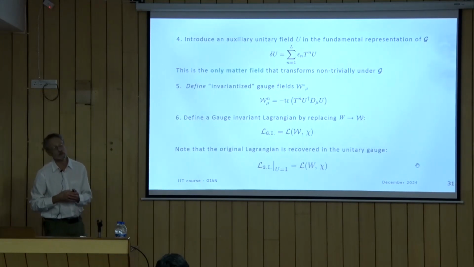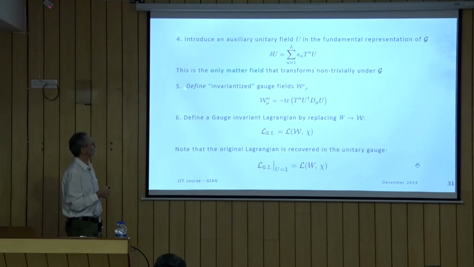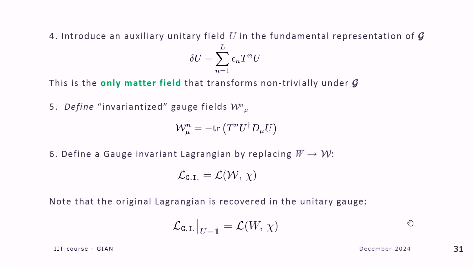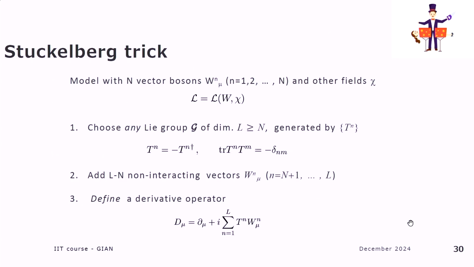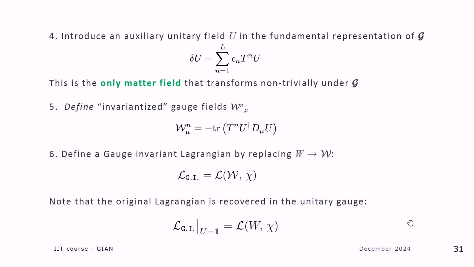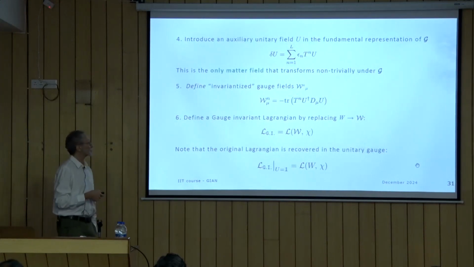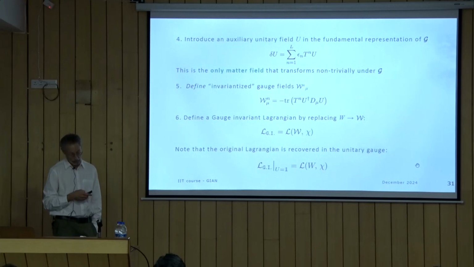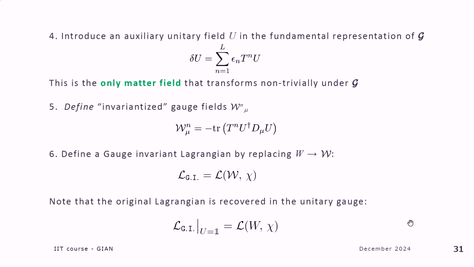And the last part of the construction is to define these objects, curly W_mu^n. This is T_n, this is a generator. This is U dagger. This is the covariant derivative acting on U, and you take the trace of it. And everywhere that you see, there are as many curly W's as there were straight W's. So wherever you had a straight W, you can replace it with a curly W and put it like this.